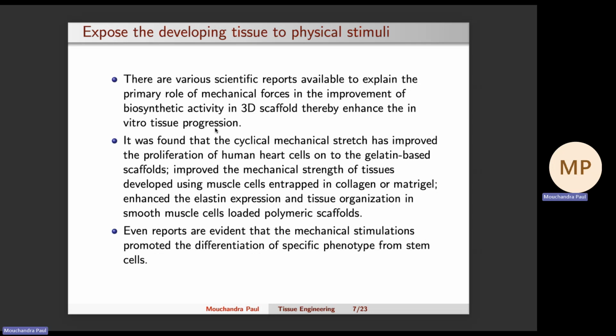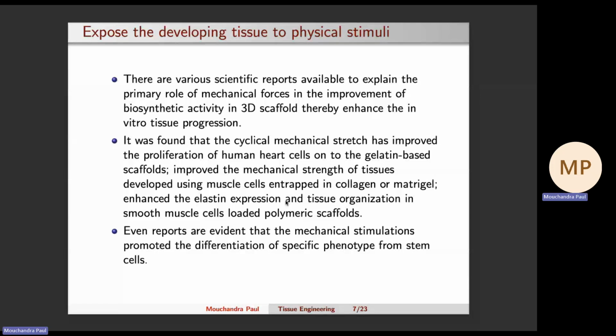People have found that if we give a cyclical mechanical stretch, means after every few seconds you're stretching the scaffold, and that scaffold is seeded with human heart cells. Here heart cells are only written, what particular population is not mentioned, all right? So the scaffold seeded with human heart cells and exposed to oscillatory mechanical stretching forces, people have seen that these heart cells proliferate better.